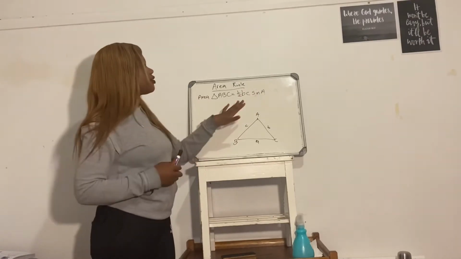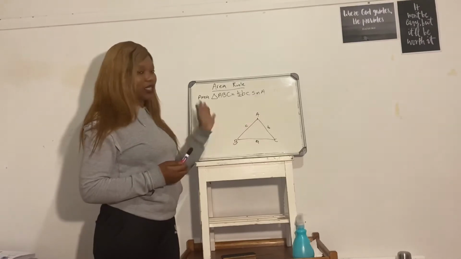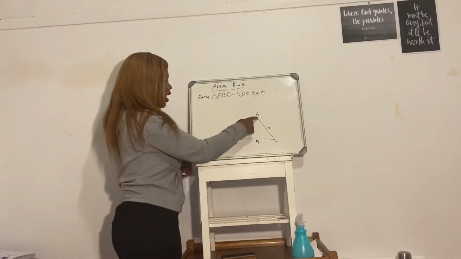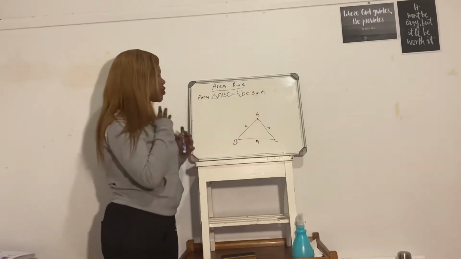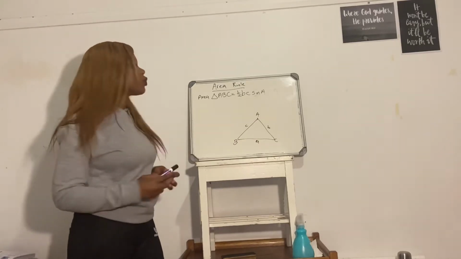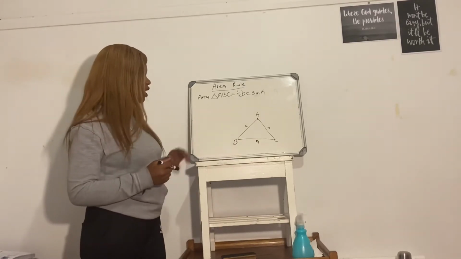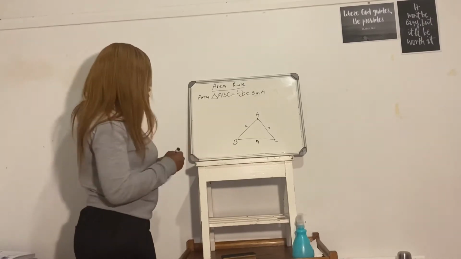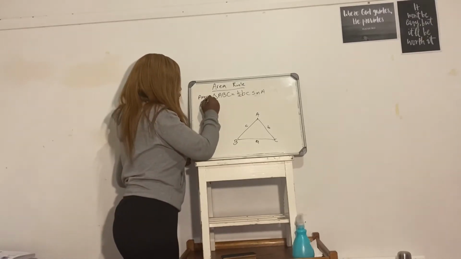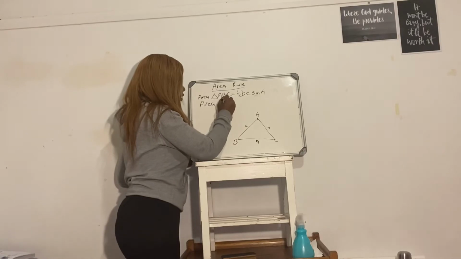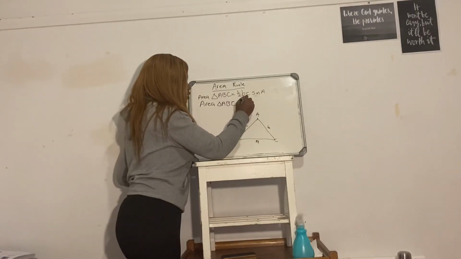So the angle mustn't be related to these two sides. So we see that they use angle A and these two sides. So we can use the same principle when we are given another angle, say we're given angle B. So we're going to try and use B. We're going to say area of triangle ABC is equal to half.